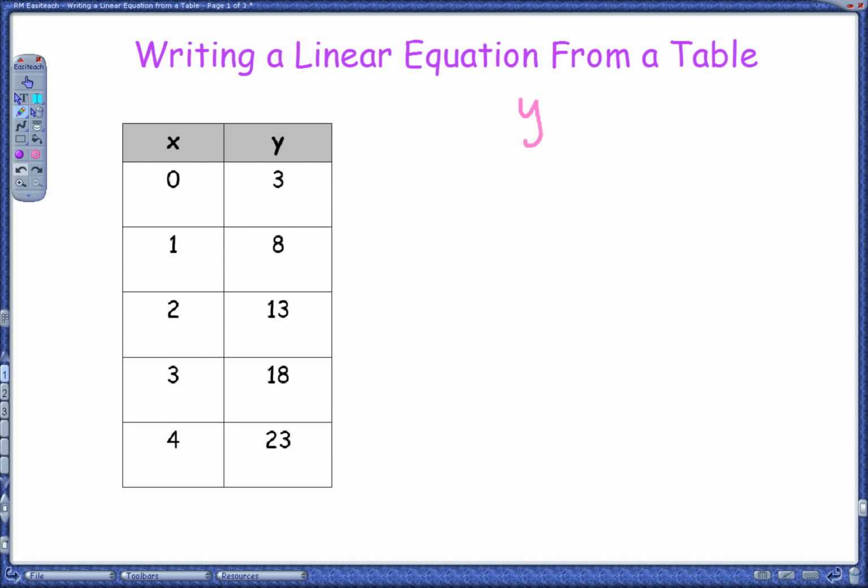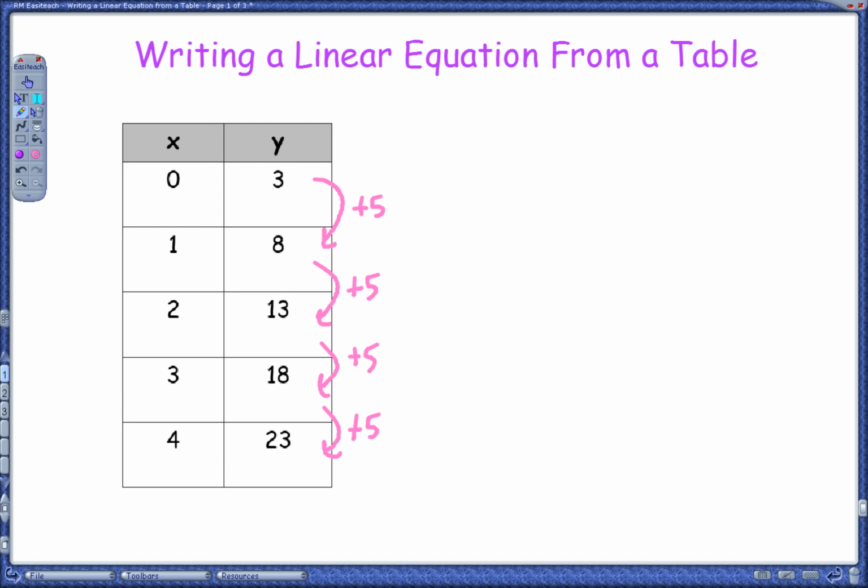So we are going to look at the table and look at the x values. These should increase at a constant rate, plus 1, plus 1, plus 1, which they do. So now I need to look at our y values. These should also increase at a constant rate, and this is what's going to help us write our equation. So from 3 to 8, that's plus 5. 8 to 13, plus 5. Plus 5 and plus 5.